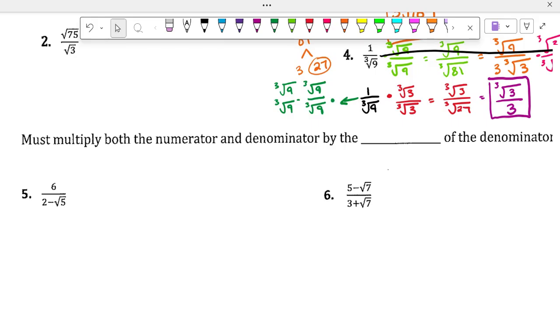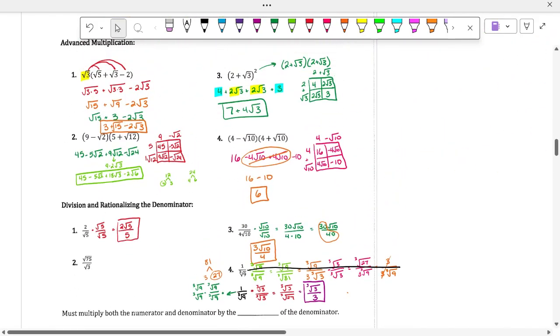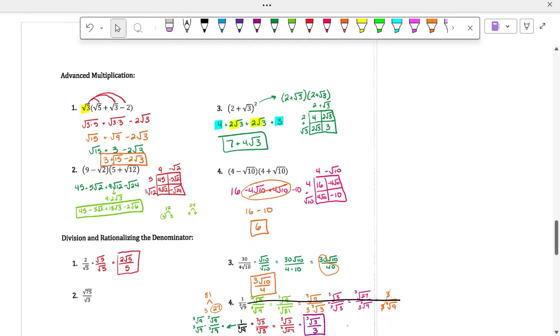So, we've already done a couple like this, but if I want to completely get rid of a square root, what form of advanced multiplication? So if you look back up here, what form of advanced multiplication gave me an expression with no square roots? So those four examples, there's one of them that completely got rid of the square roots. Which one? The difference of squares one.